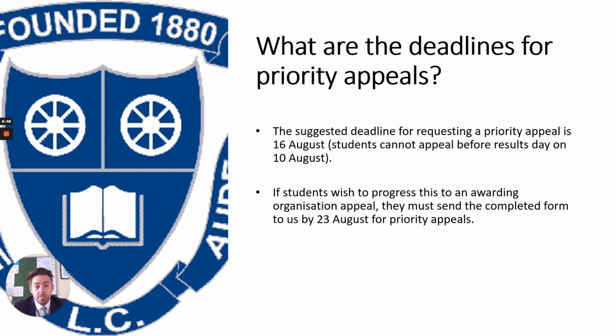The suggested deadline for priority appeals is the 16th of August. You cannot make any appeal before the results days on the 10th. If you wish to progress this to an awarding organisation appeal, you must send the completed form to us by the 23rd of August. At both stages of the appeals process, there may be the need for specialist or expert knowledge from subject teachers or from the SENCO. This may not be possible in August. In such cases, we may have to wait until the start of term, but priority appeals will still be treated as a priority.